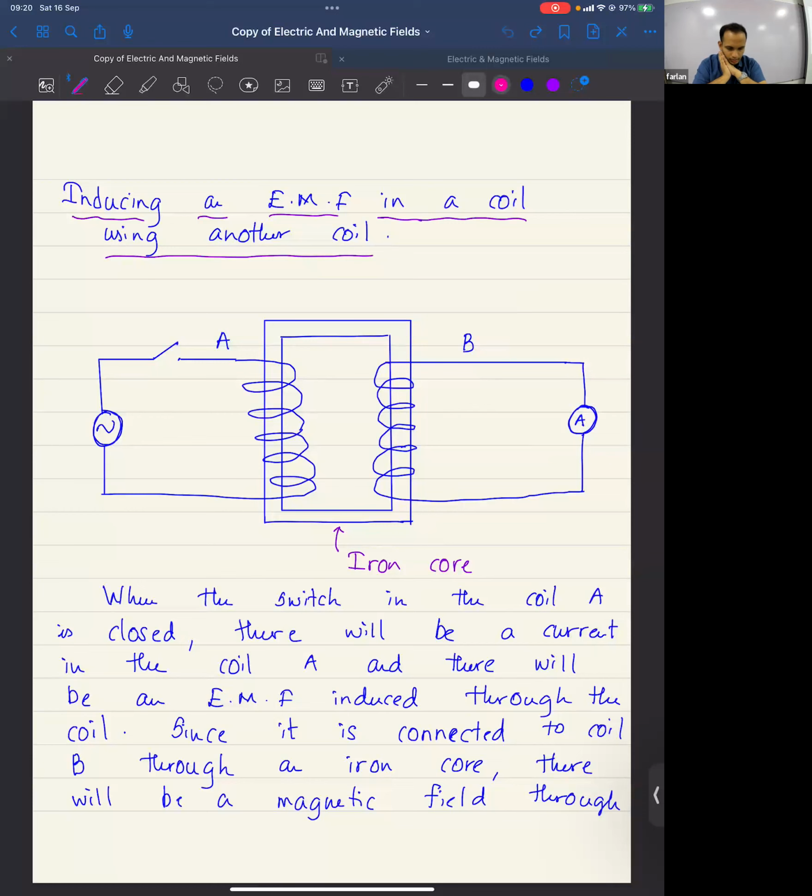Since it is connected to coil B through an iron core, there will be a magnetic field through coil B as well.